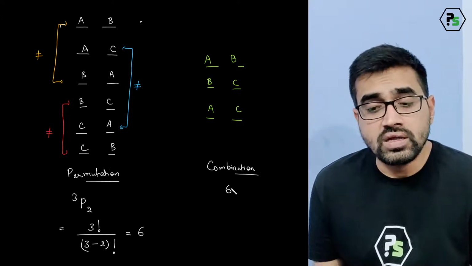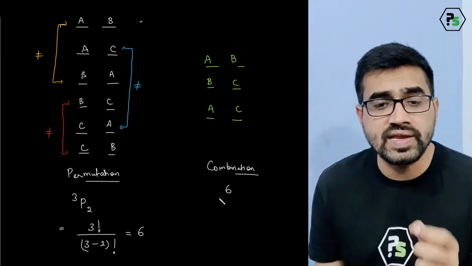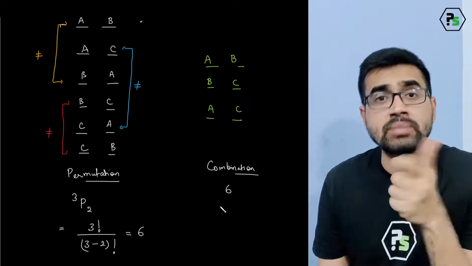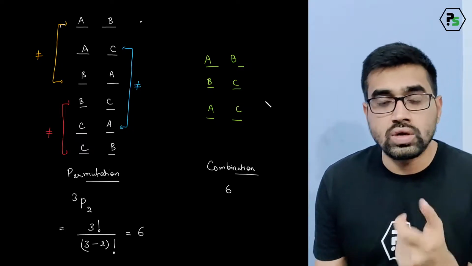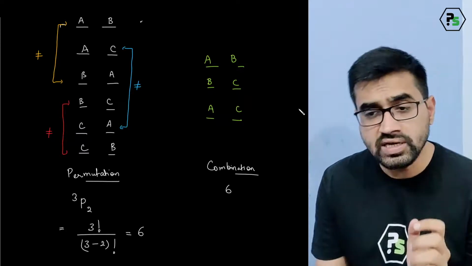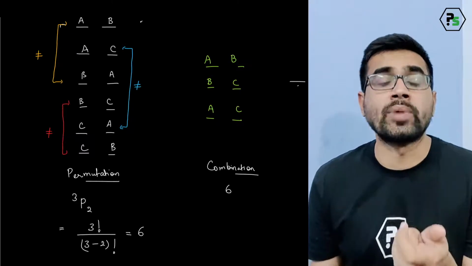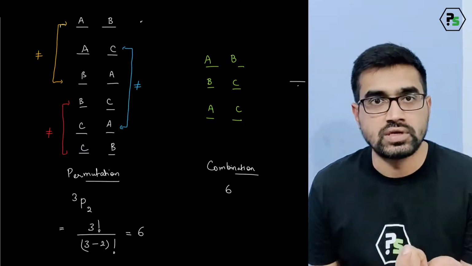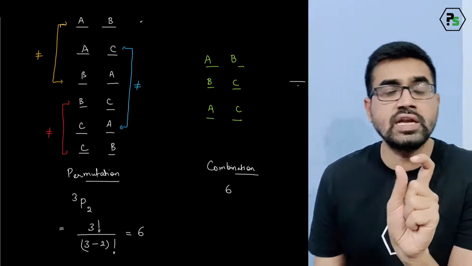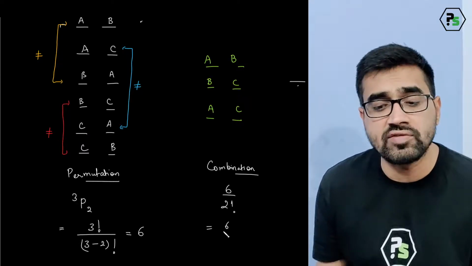Now we know that there are 6, but out of the 6 the repetition has happened 2 times. Or basically you think like this: how many ways can they be arranged among themselves? Listen to this, this is the most important point. I'm connecting the permutation with the combination. Two different things can be arranged among themselves in 2 factorial ways. So I will divide by 2 factorial, which obviously gives me the answer 3.